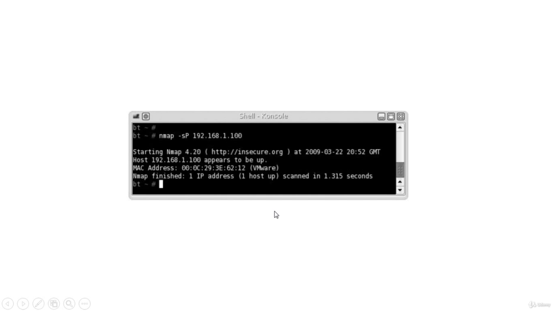This figure shows the result of an Nmap ping scan. We see that Nmap was able to detect our target, although our previous ICMP echo request was unsuccessful.